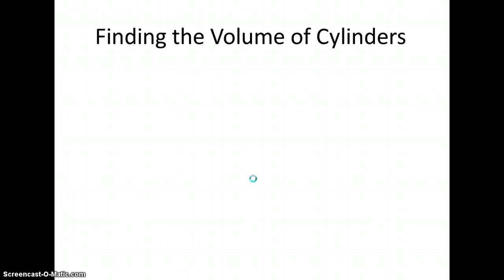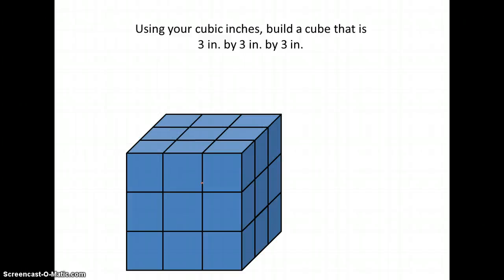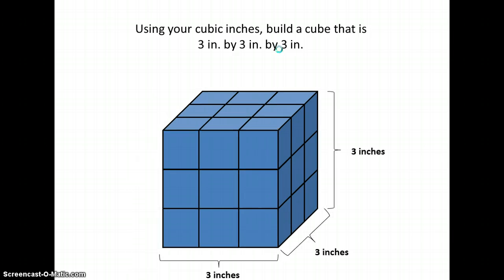Finding the volume of cylinders. Let's recall how to find the volume of a cube or rectangular prism. If I was using my cubic inches to build a cube that was 3 by 3 by 3, I started off with a 3 by 3 base. And then I recreated that base 3 times because my height is 3. That told me how many times to recreate that base. And I had a cube that was 3 by 3 by 3 inches.